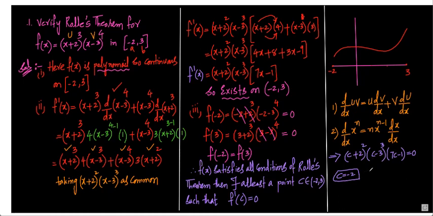And C minus 3 is equal to 0, so the C value is plus 3. We are getting the second value. Third value, 7C is equal to 1, which means the C value is 1 by 7. This is the third value we are getting.